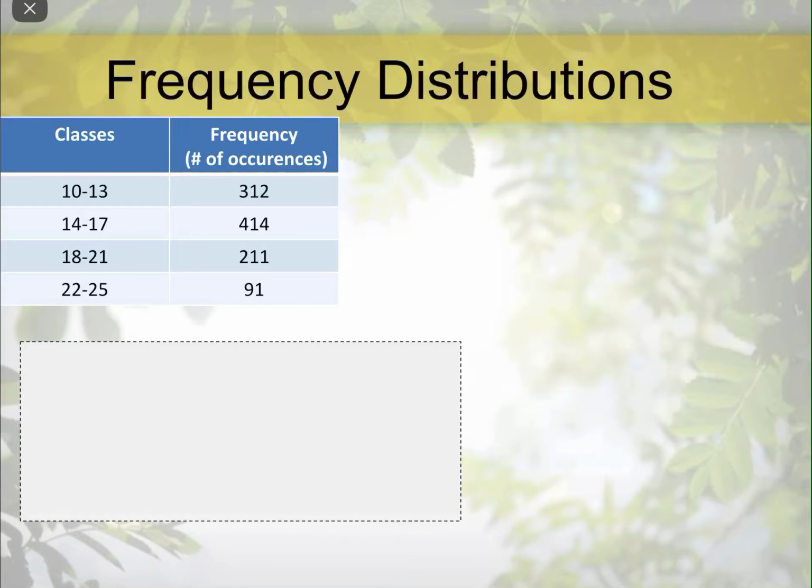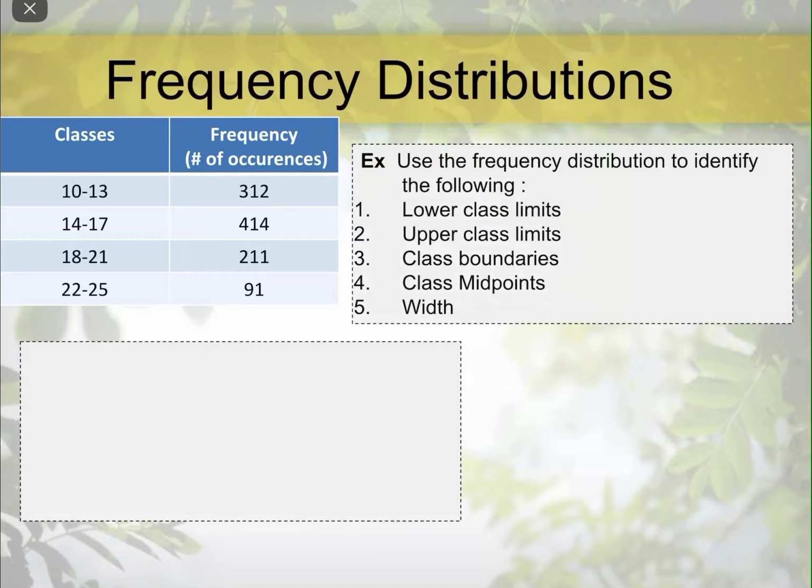Okay, let's do another example. So here's a frequency distribution. We have 4 classes: 10 to 13, 14 to 17, 18 to 21, 22 to 25, and the frequency, how many data points were in each of those classes. So there were 312 instances of data points that were between 10 and 13. And let's figure out the following: lower class limits and upper class limits, class boundaries and midpoints, and the width.